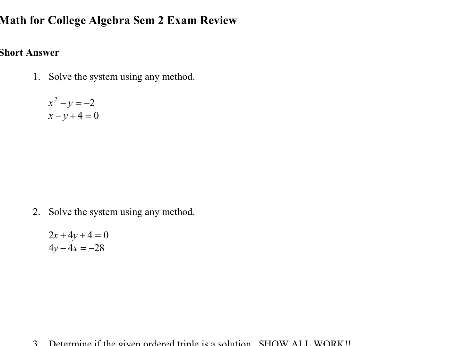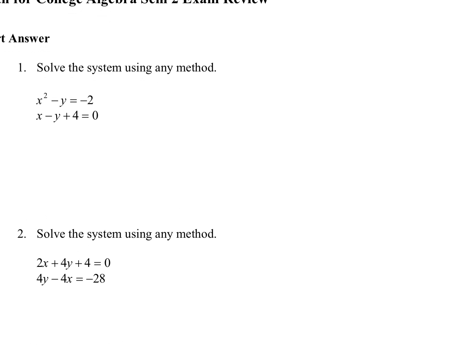We're going to start with x squared minus y is equal to -2, and x minus y plus 4 is equal to 0. This is question number 4 on your review. So first thing we're going to do is take that bottom equation and solve for either x or y. I'm going to solve it for y, so that way we can just plug it in to that top equation. So we have x minus y plus 4 is equal to 0. I'm just going to move that y over, adding it to both sides to get y is equal to x plus 4.